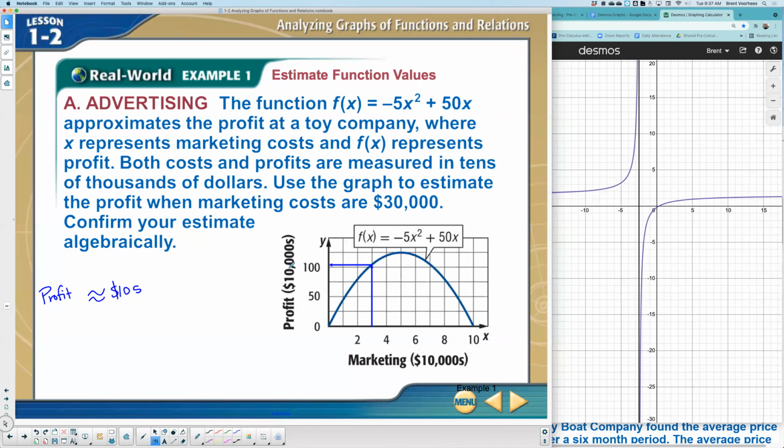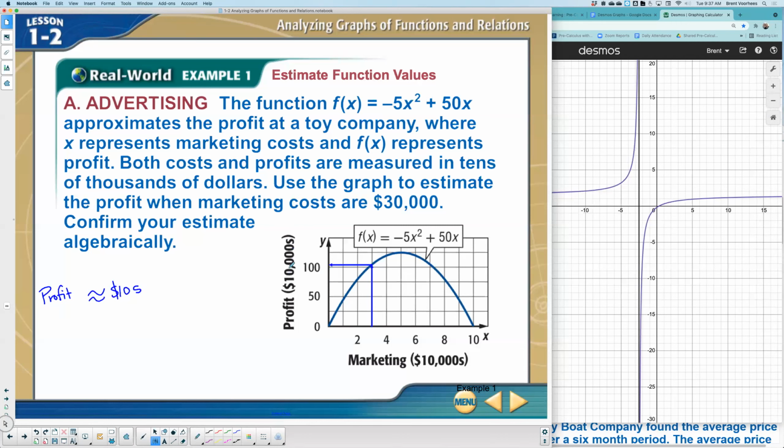And we want to know if this comes out to be 105. So let me clear this out. I don't have to type in the f of 30. Let's see, negative 5 parentheses 30, close that parentheses, square that, plus 50 times 30. All right, what did we do wrong here? Oh, I know what I did wrong. Am I looking at 30 on the x-axis? No, what x-axis value am I looking at? 3. Okay, let's correct this here.